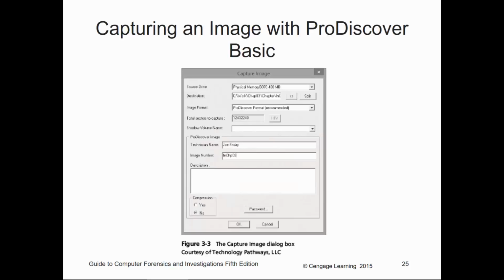Here we're dealing with the actual capturing of an image. So we would have its source and its destination. The destination is extremely important. That's going to be our working area.